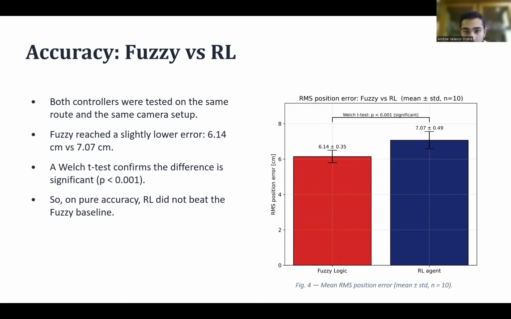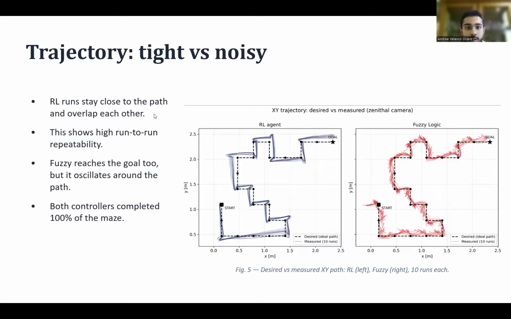On this trajectory plot, you can see it clearly. The RL runs stay tight and overlapped, while the fuzzy runs reach the goal but oscillate around the path. So the real conclusion is not that RL wins. It is a clear trade-off, and being able to say that honestly, with a statistical test behind it, was more valuable to me than just claiming my method was the best.